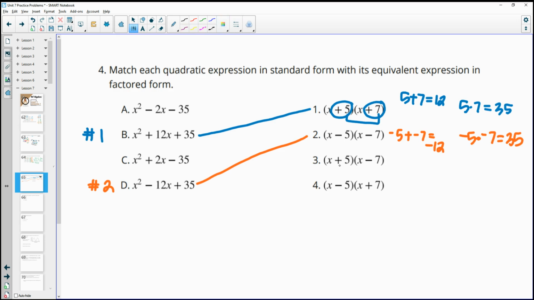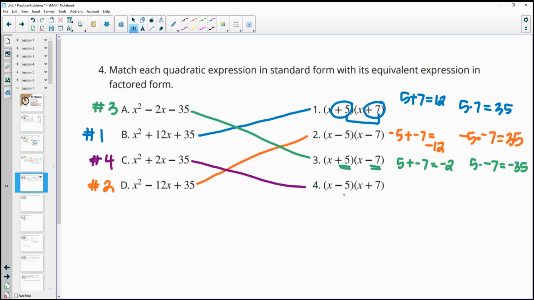The third one, when we multiply these numbers together, so 5 times -7 for our end term is -35, which is good because both of these have -35 left. And then when we do +5 plus -7, we get -2 for a middle term. So -2 goes with A. So A is number 3. And then that leaves C to go with number 4. So you can just fill that in if you want to. You can also check it. So -5 and +7 gives us -35. And then -5 plus 7 gives us +2 for that middle term, which does match.